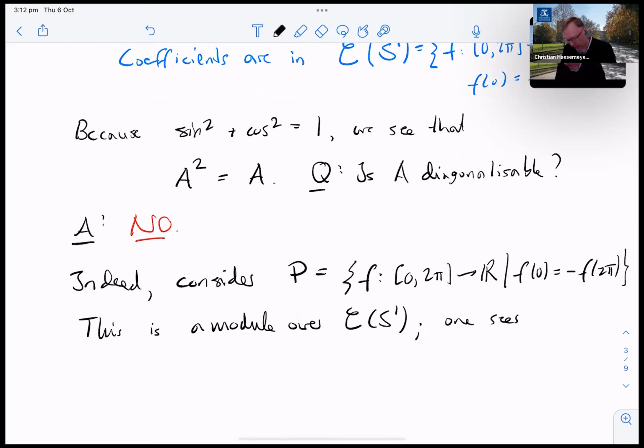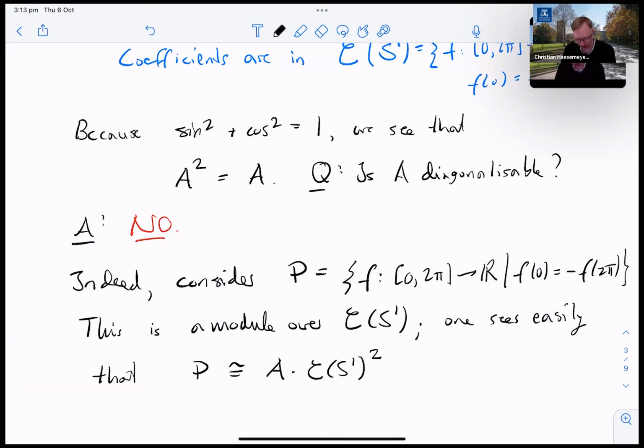And one can see easily, it's not very hard, that P is in fact isomorphic. And if you're not an algebraist and you're not happy with the word isomorphic, it identifies one-to-one with what happens if you take just vectors with two entries being functions on the circle and you apply the matrix A. So it's what you might call the image of A.